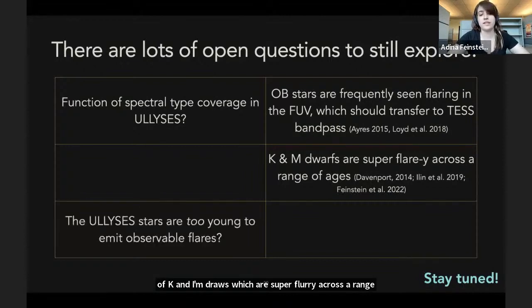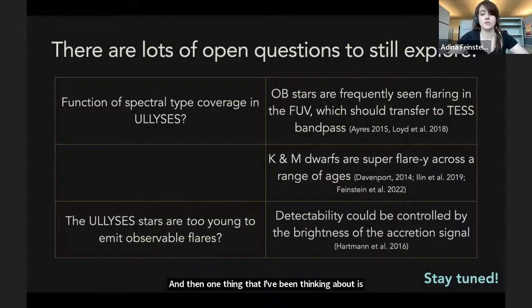And then one thing that I've been thinking about is maybe the Ulysses stars are too young to emit observable flares. You can imagine a scenario where the accretion luminosity for these stars, as they're continuing to form and evolve, is actually so bright that it's washing out any kinds of flares that we might be able to detect.